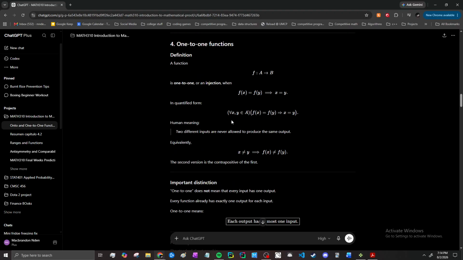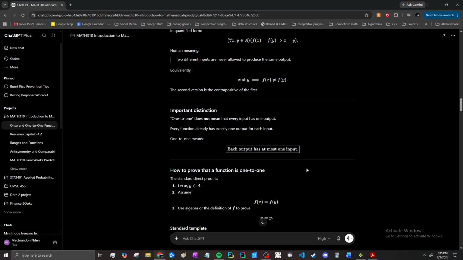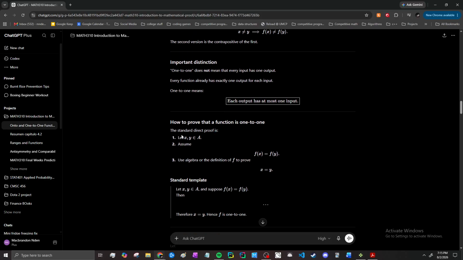A one-to-one function does not mean that every input has one output. Every function already has exactly one output for each input. One-to-one means each output has at most one input. How to prove a function is one-to-one? This is a standard direct proof. Let x and y be in A. Assume f of x is equal to f of y. Use algebra or the definition of f to prove x equals y.